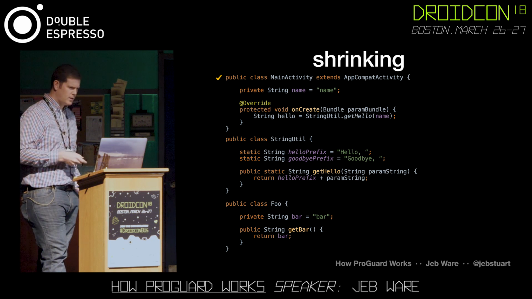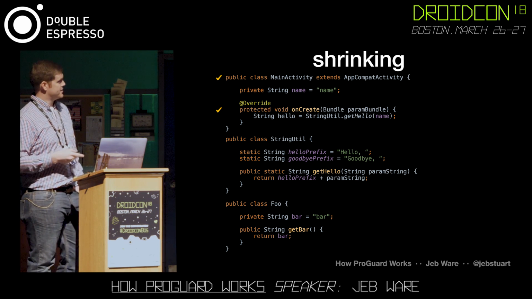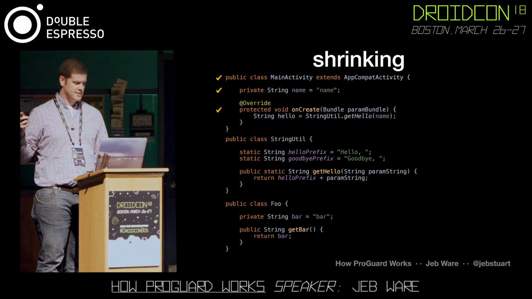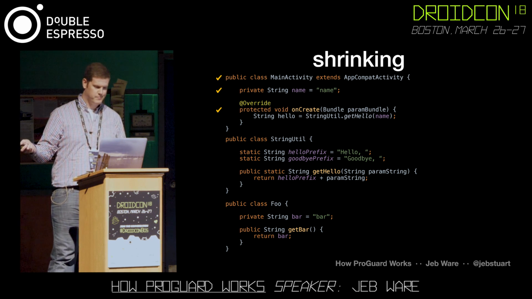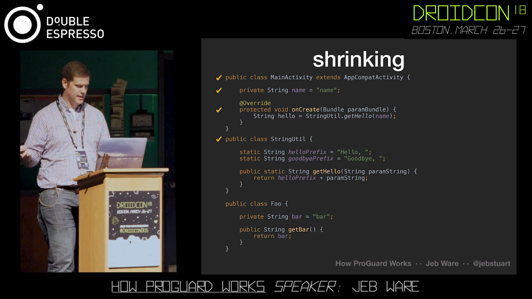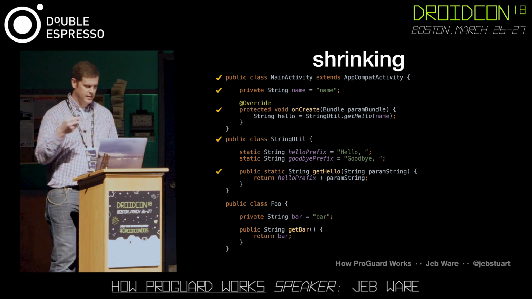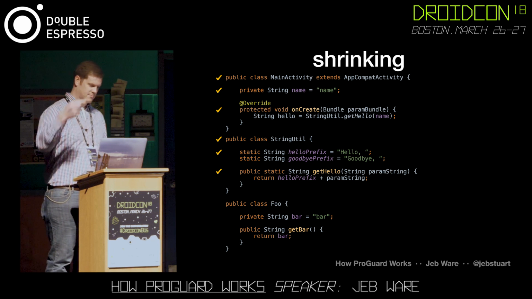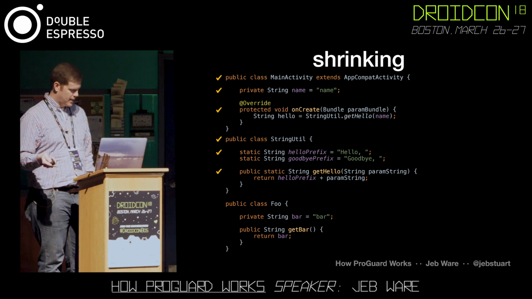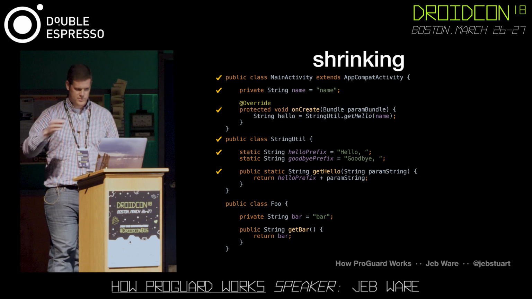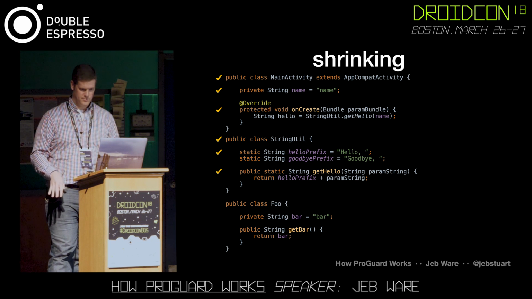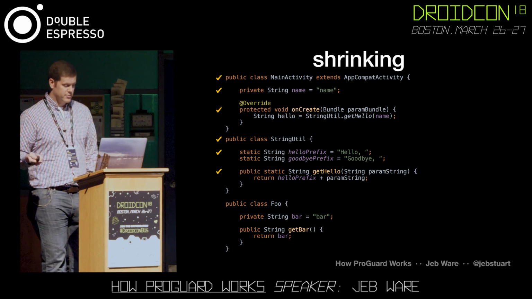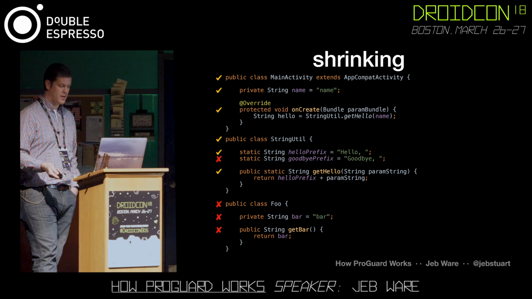So here we've got that onCreate method is an entry point. It references the name variable. It calls this string_util class. It calls the getHello method. That method references this hello prefix field. And we're done, right? We've started at the entry points. We've stepped through all of the code that we can get to. So everything else is unused code, and we can remove it.